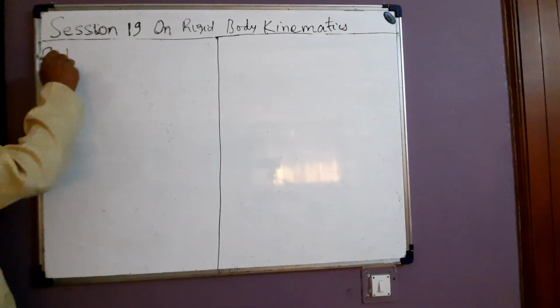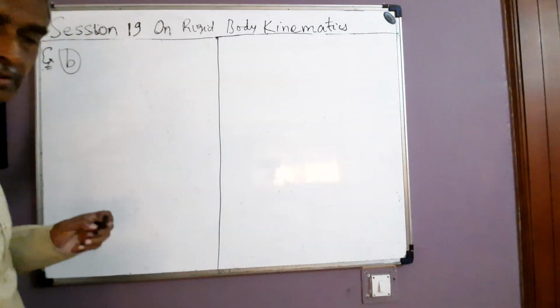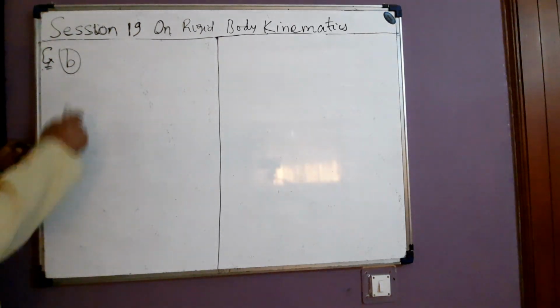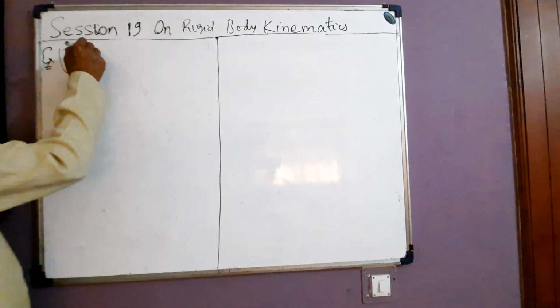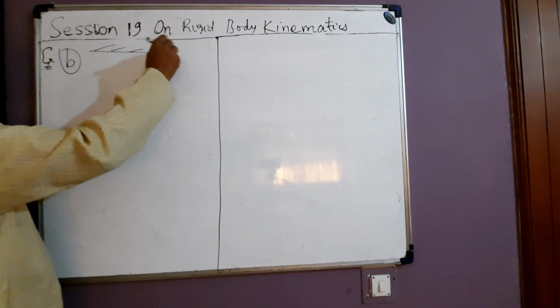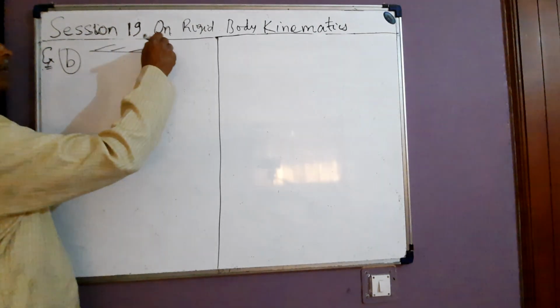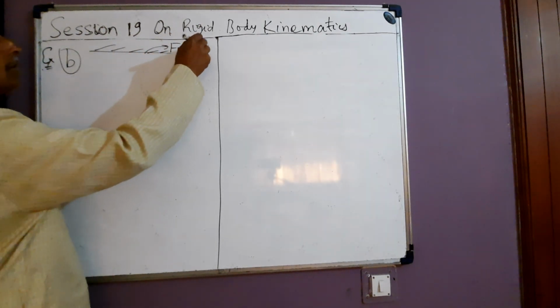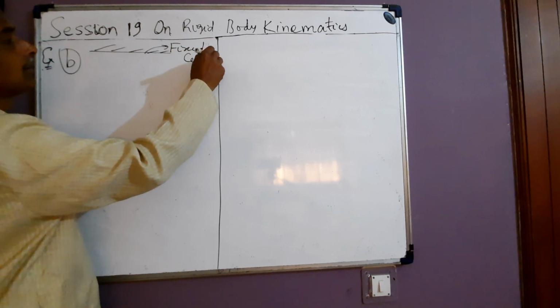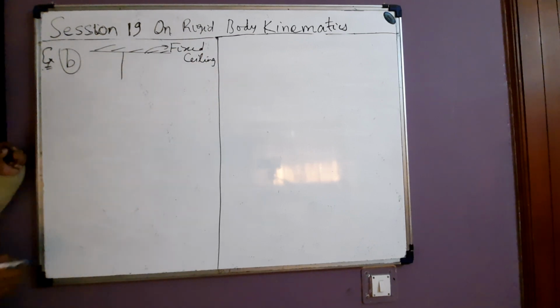Now let us solve part B of another question. Next question I discuss. Again I draw the diagram in which all the details are given. This is a side view. This is the fixed ceiling. This is the string hanging from the ceiling.